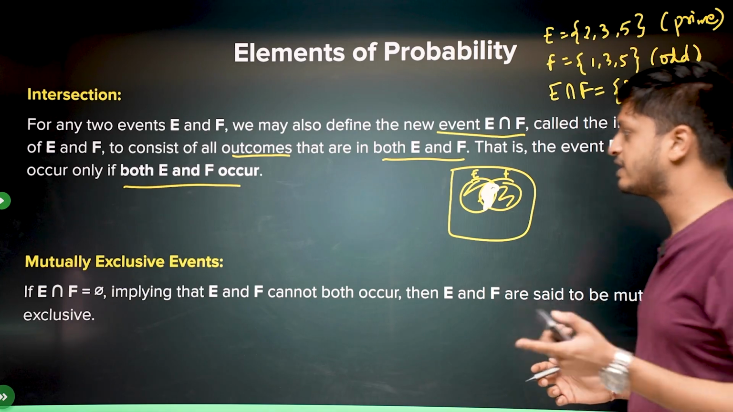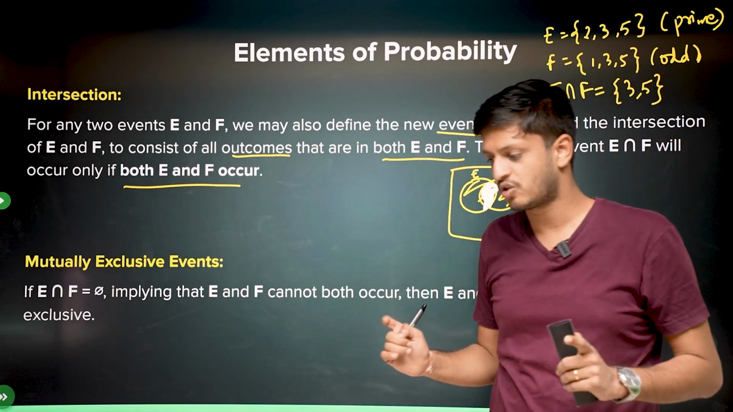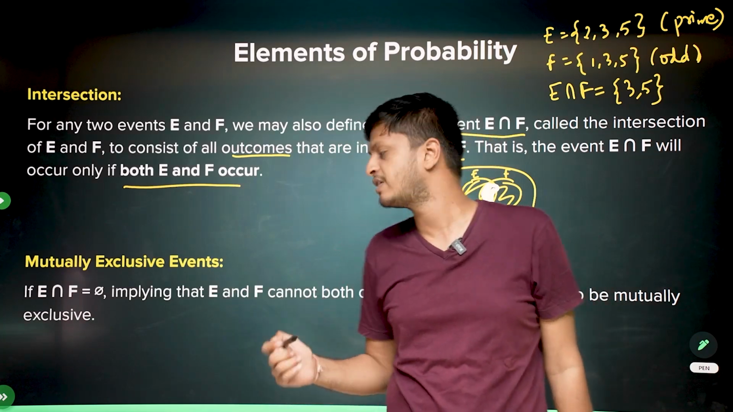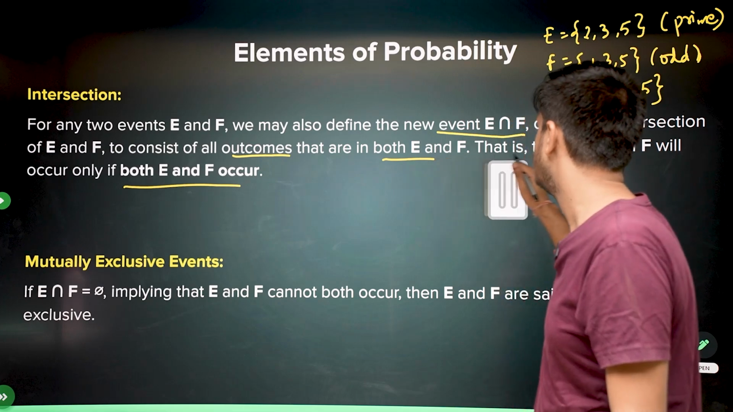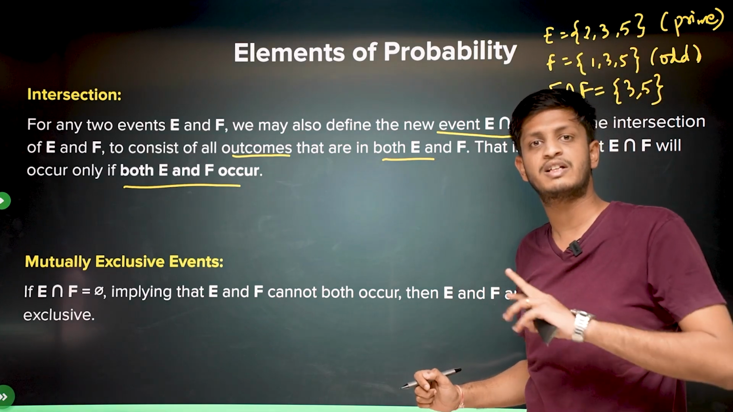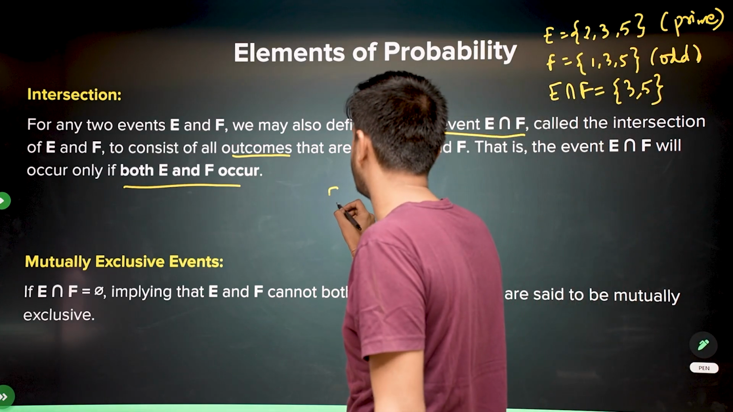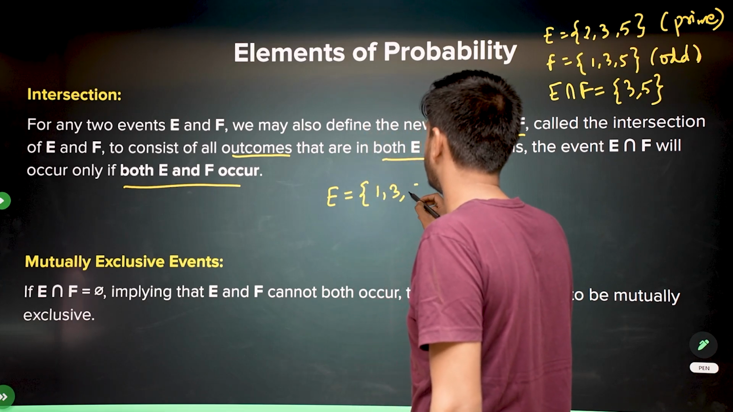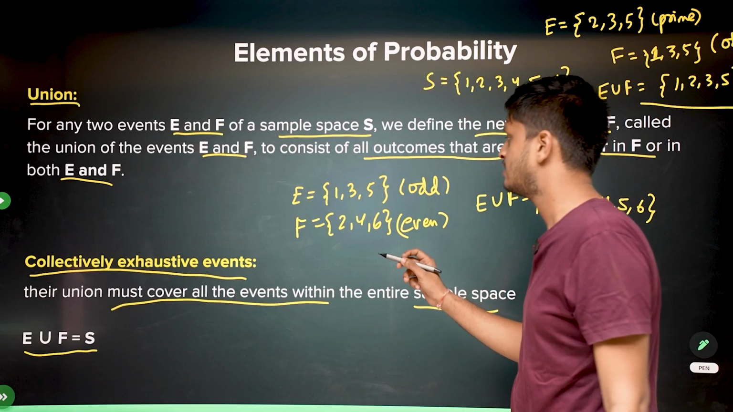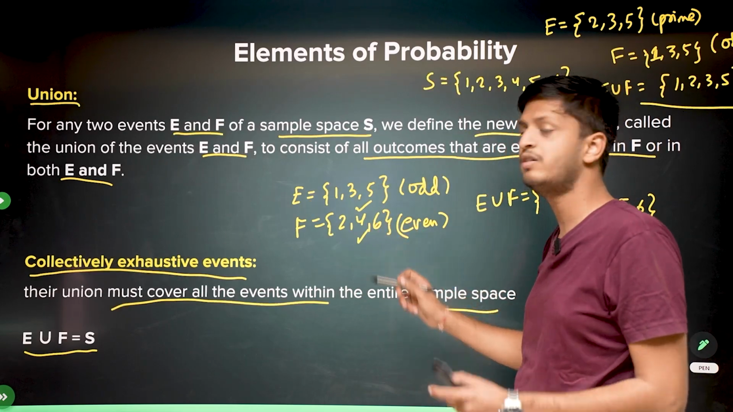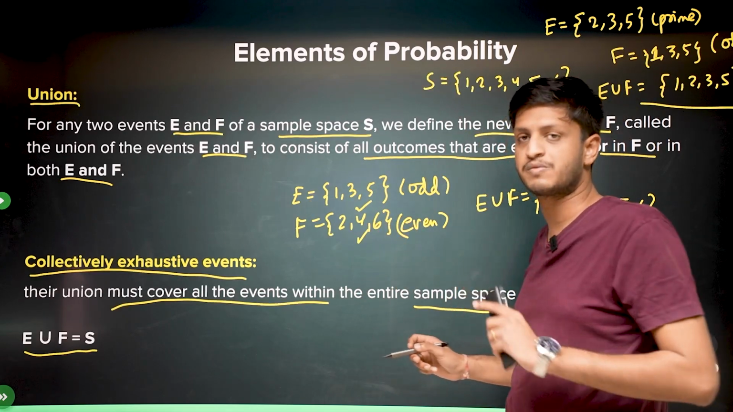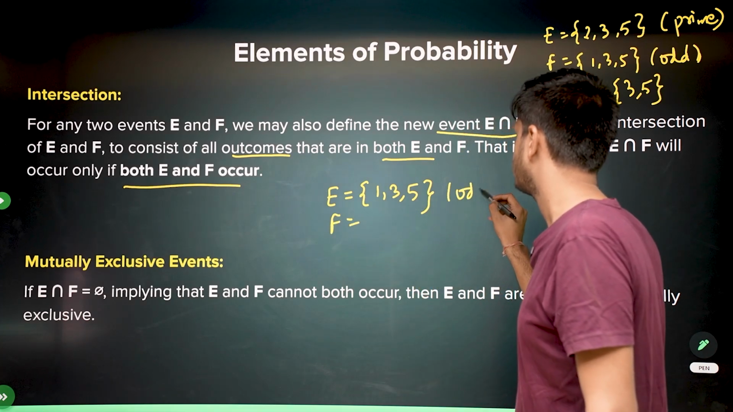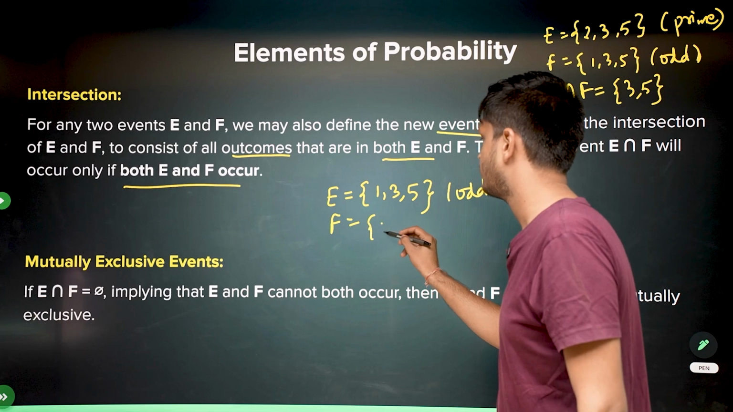Cool. Now there is a notion of mutually exclusive events. We saw collectively exhaustive events. Now there is a notion of mutually exclusive events. What does it mean? That two events have nothing in common. That's what exclusive events are. Let's say the event E is getting an odd number. Again, these two events were exhaustive and they are exclusive as well. So how? Let's say E is getting an odd number, F is getting an even number.